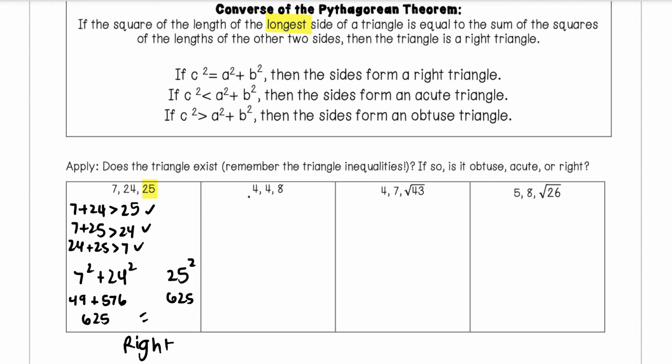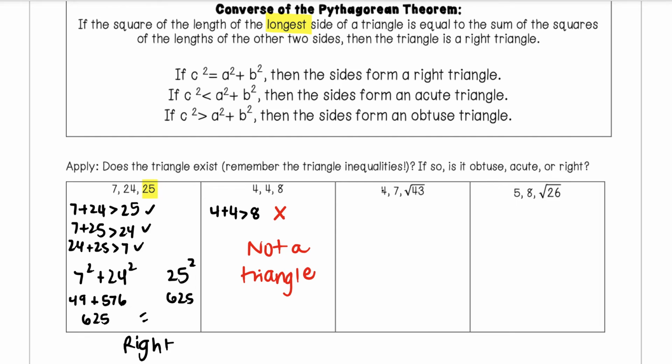In the next one, we have 4, 4, and 8 as the potential sides of a triangle. When we start checking our triangle inequalities, we can see right away that if I add 4 and 4 together, I get 8, and it's not greater than 8. So this does not form a triangle. So we can't even test to see what type of triangle it is because it can't make one.